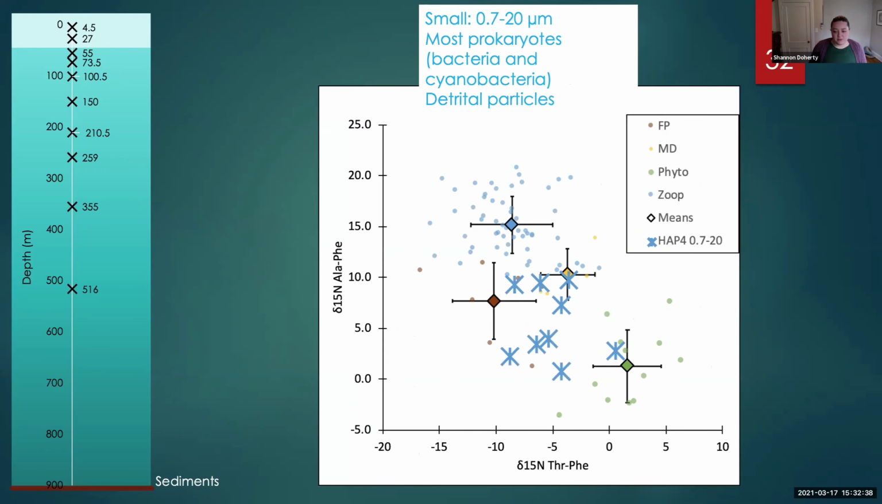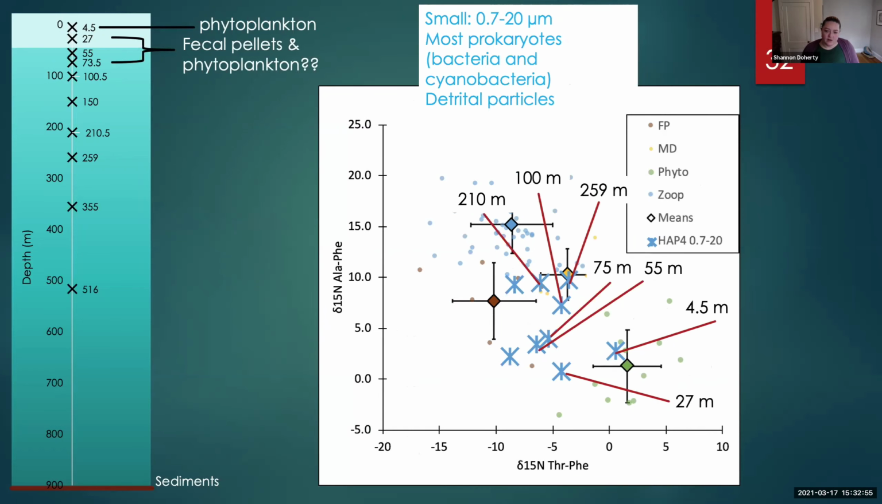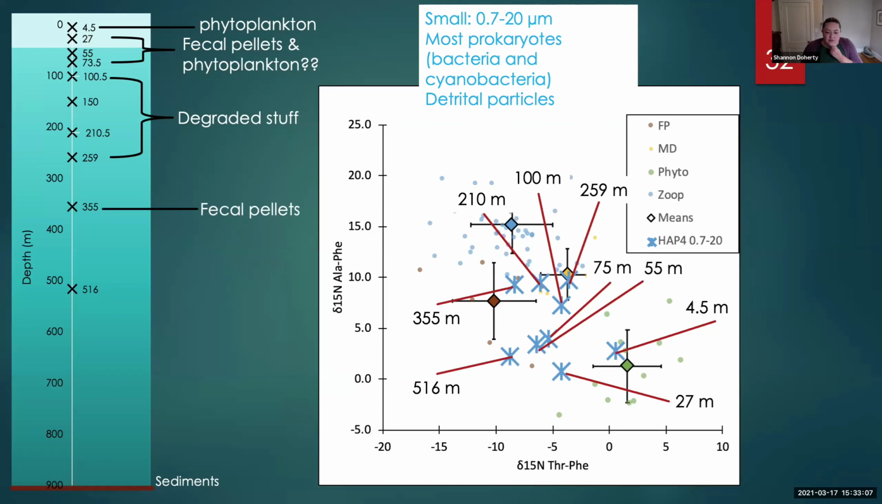Our small particles are a little different. So at the very surface, we have a very strong phytoplankton signature, but at the base of the euphotic zone and a little below the euphotic zone, we have a combination of what looks like fecal pellets and phytoplankton, which is interesting. From about 100 meters to 260 meters, we have degraded stuff, a little bit similar to our larger particle size classes. And then at 355 meters, we have what resembles fecal pellets. And at 516 meters, we have what might be fecal pellets or a combination of phytoplankton and fecal pellets.